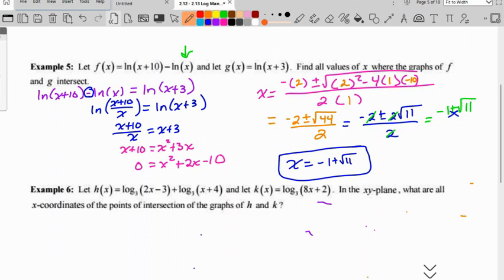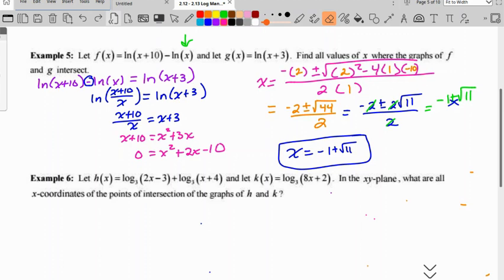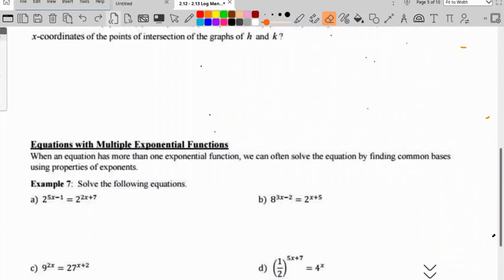Okay, all right, and let's try another one. The next one says, let h of x equal log base 3 of 2x minus 3 plus log base 3 of x plus 4. Let k of x equal log base 3 of 8x plus 2. In the xy plane, what are all the x coordinates of the points of intersection of h and k? That's just another example of the same. Do you guys need to do another example? I didn't think so. All right, let's keep moving along.